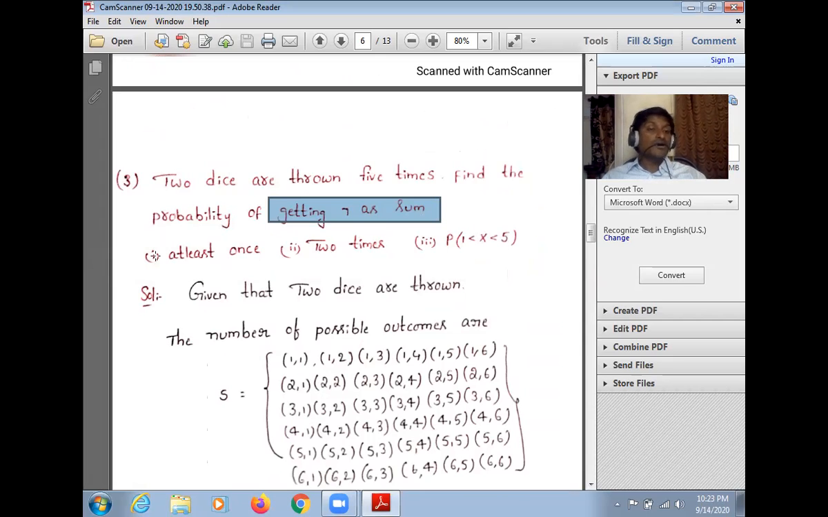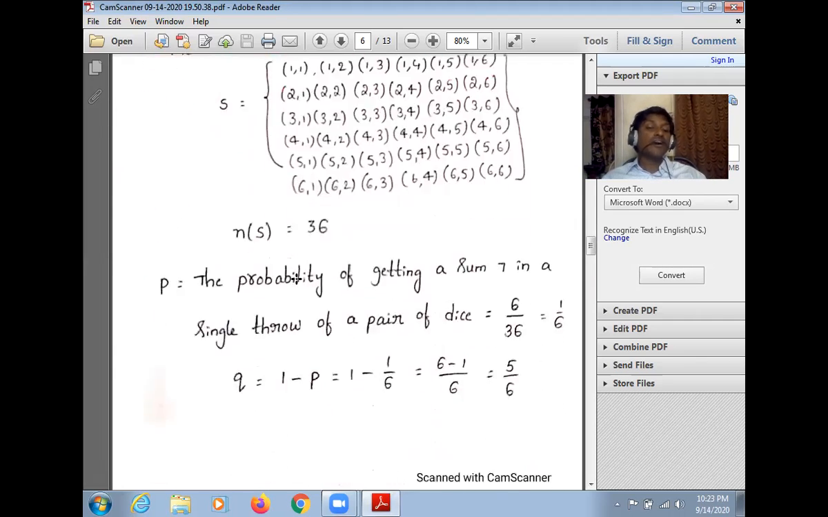So at least once, what is the probability? 2 times, what is the probability? And between 1 and 5, what is the probability? So it means first we require the value of P. So here, how do we find the probability? Number of favorable events by total number of outcomes.